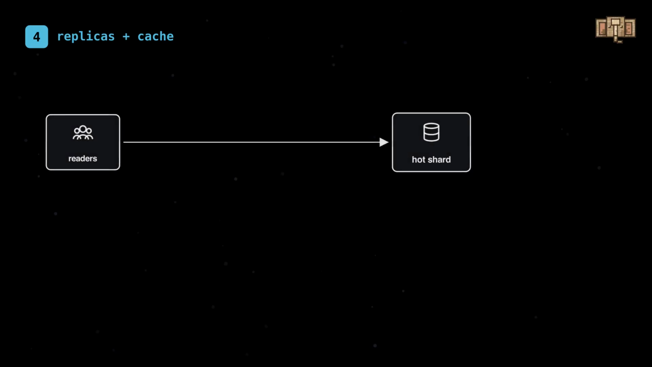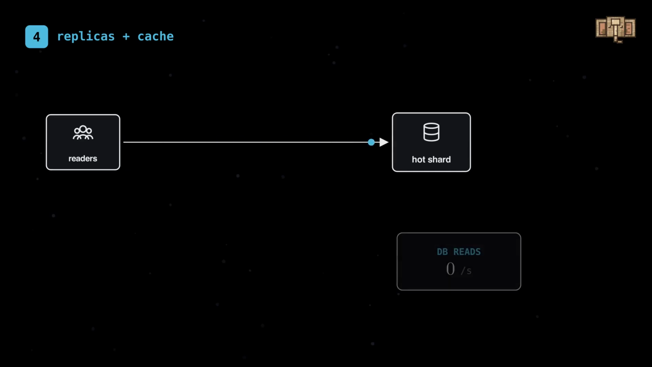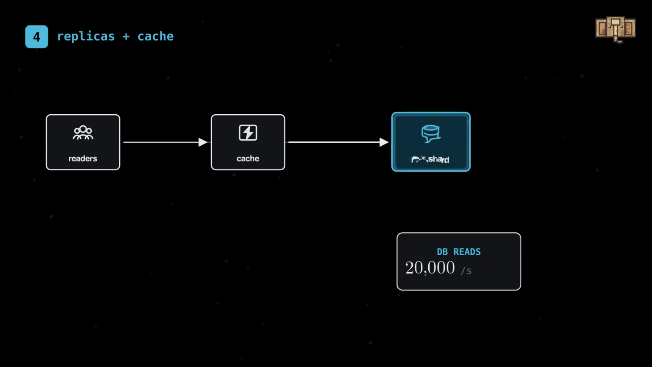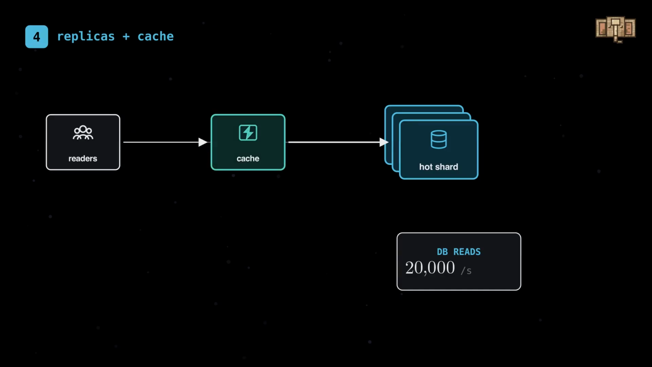But when 10 million people all load one profile, that is read heat. And read heat has a cheaper answer. Copies. Here is our hot shard, drowning in 20,000 reads a second. We put a cache in front of it and grow read replicas behind it. Now watch a read arrive. It stops at the cache. It never touches the database at all.